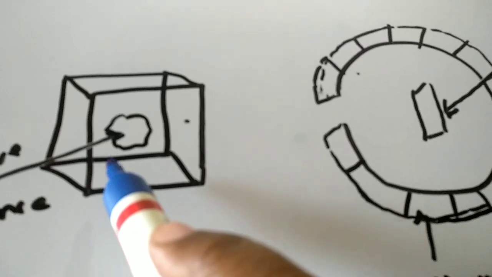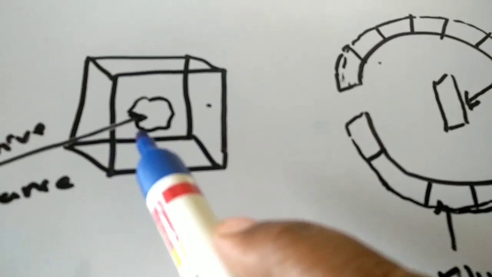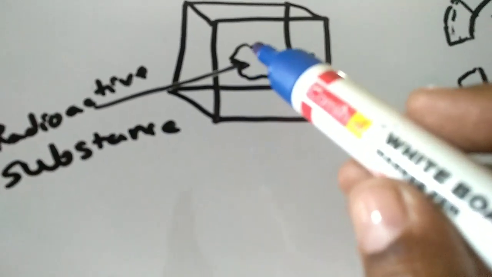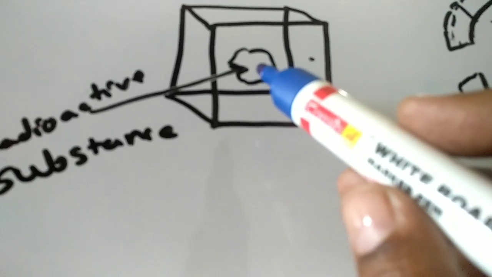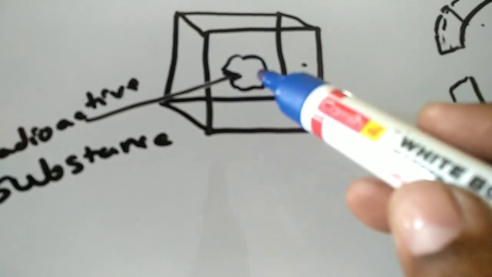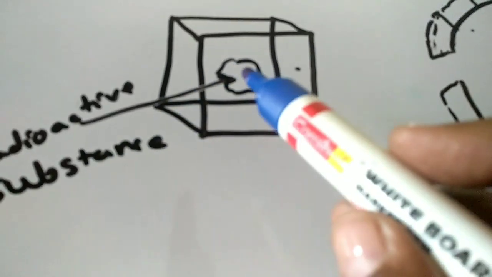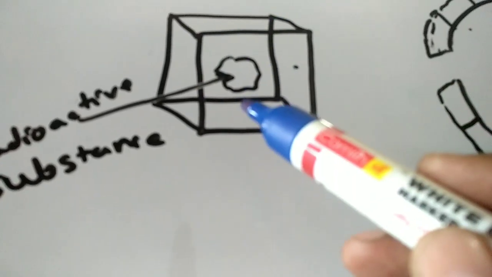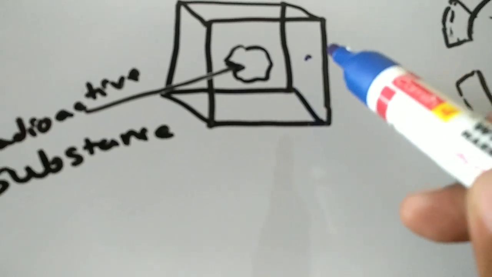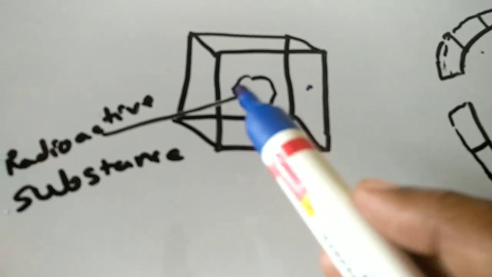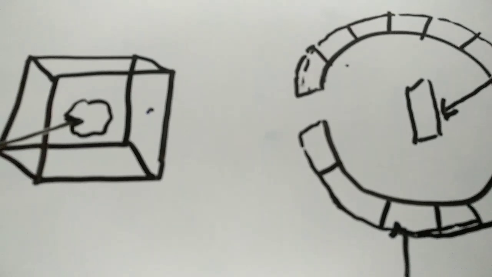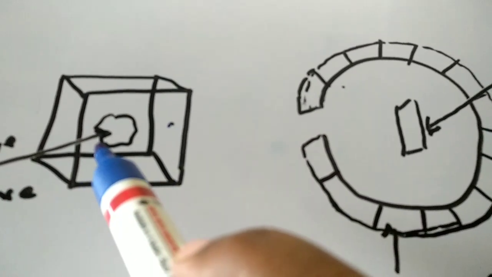This is a block, a cube-shaped box made up of lead. Why? Inside it, radioactive substances are kept, to prevent radiation. The alpha particles should not come out from any other part. They should come out only through this open end, which has a very small slit through which these alpha particles come out in a straight line. So it is a closed box made up of lead.